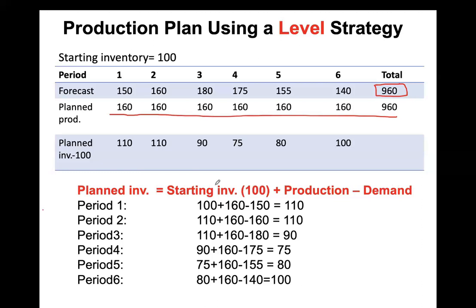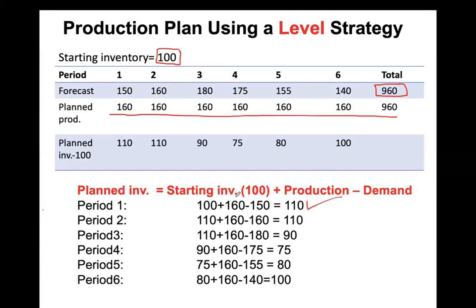We can call it OPD, that's opening inventory plus production minus demand. So for period 1, we know that our starting inventory is 100, which was already there when they start production. So 100 plus production level 160 minus 150 will be equal to 110. So that will be the planned inventory, and this is the calculation.